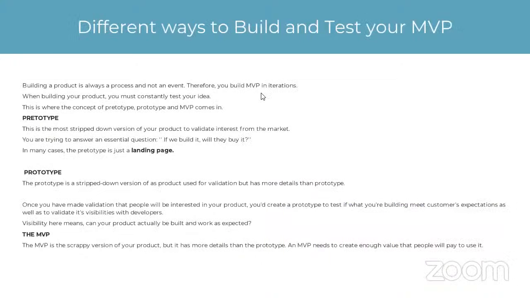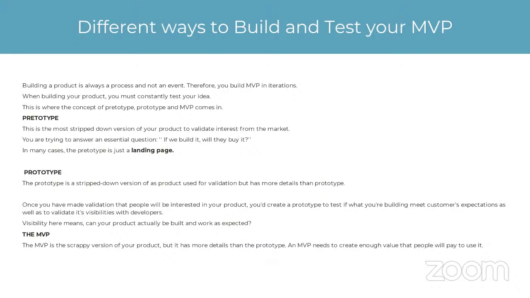Then we move to different ways to build and test our MVP. There are actually different ways to build and test our MVP. Building a product is always a process and not an event. Let us have that at the back of our mind. It's always a process. We keep on iterating. Therefore, you build MVP iterations.